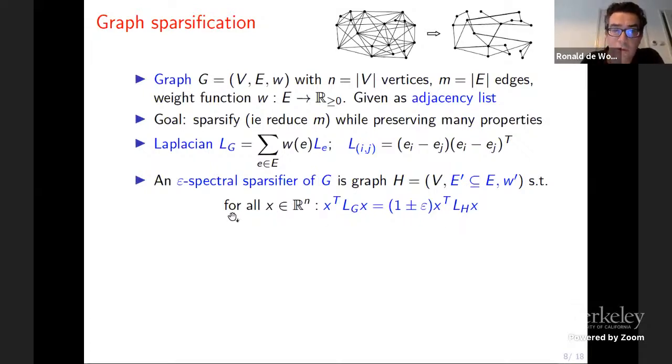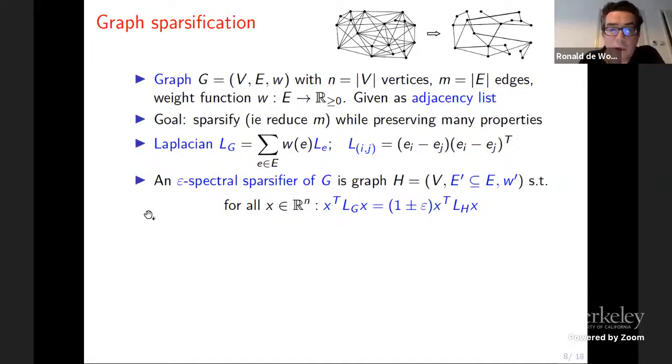So this is a pretty strong requirement. For every n-dimensional vector x, I want x transpose times the Laplacian of G times x to be essentially the same, within a multiplicative factor of 1 plus or minus epsilon, as the same quadratic form of the Laplacian of H. And LG and LH are not going to be the same matrix. How could they be? Because H is going to be much, much sparser than G. And yet somehow we can preserve all these quadratic forms here. And this is a pretty powerful thing.